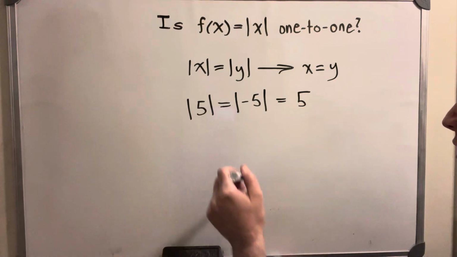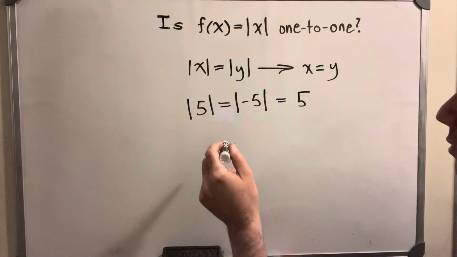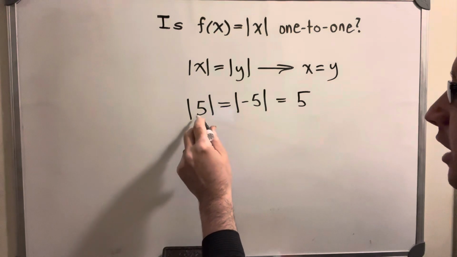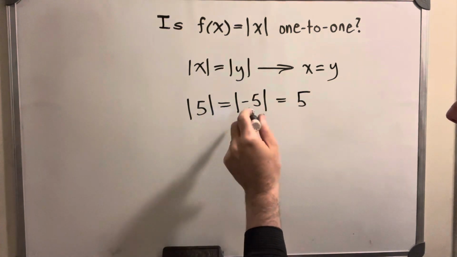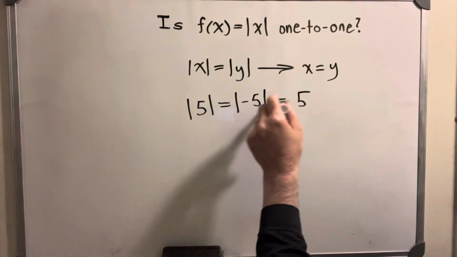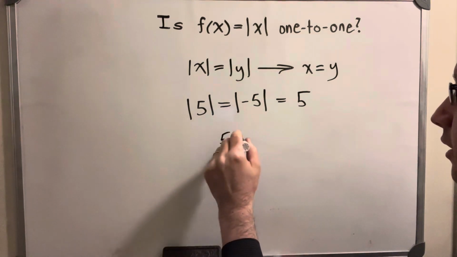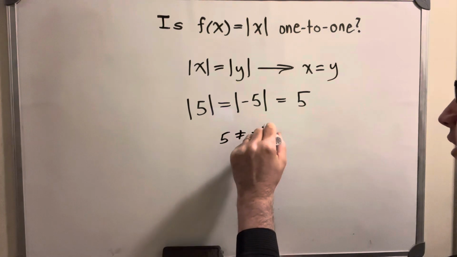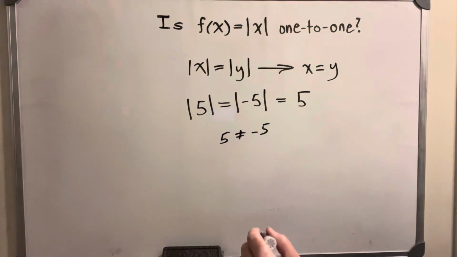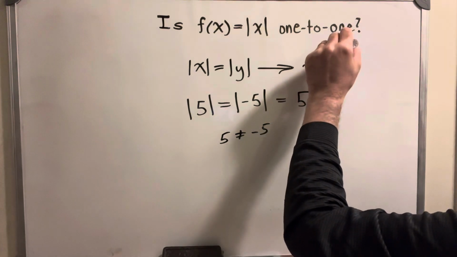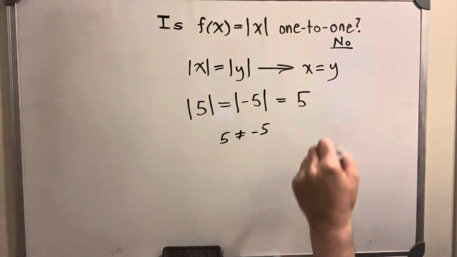the absolute value is not 1 to 1, because the absolute value of 5 is 5. The absolute value of negative 5 is also 5, but 5 is not equal to -5, so you found a counterexample. So the answer to this question is no.